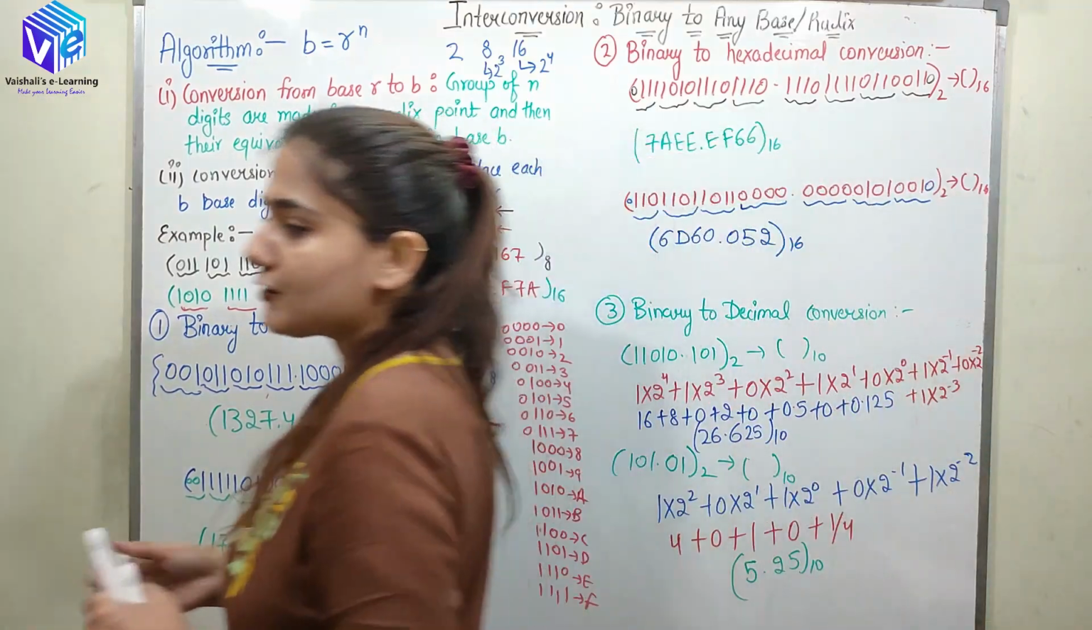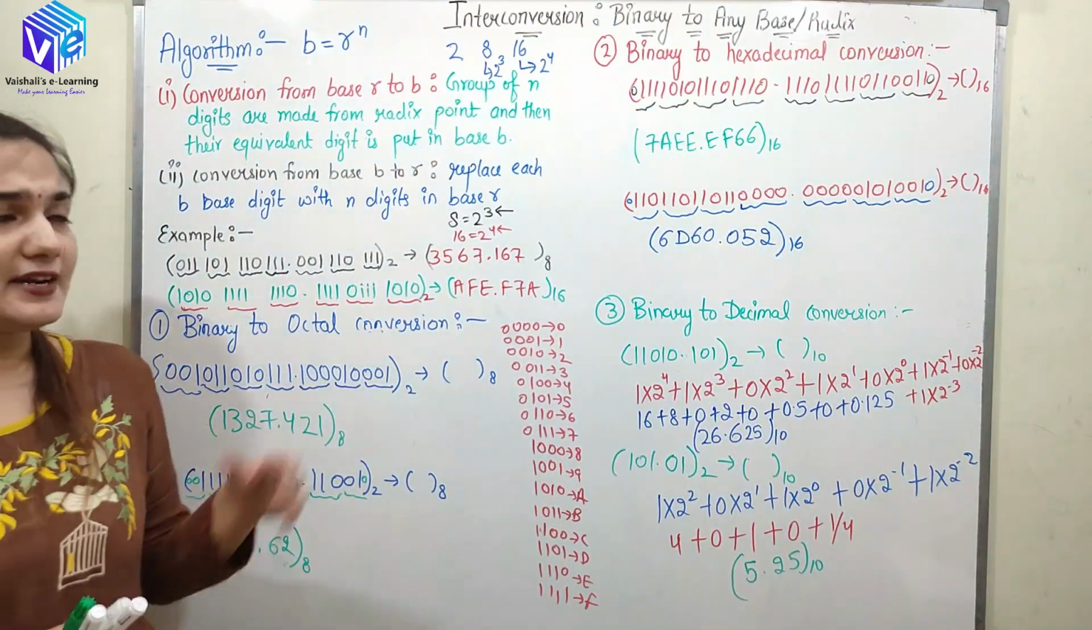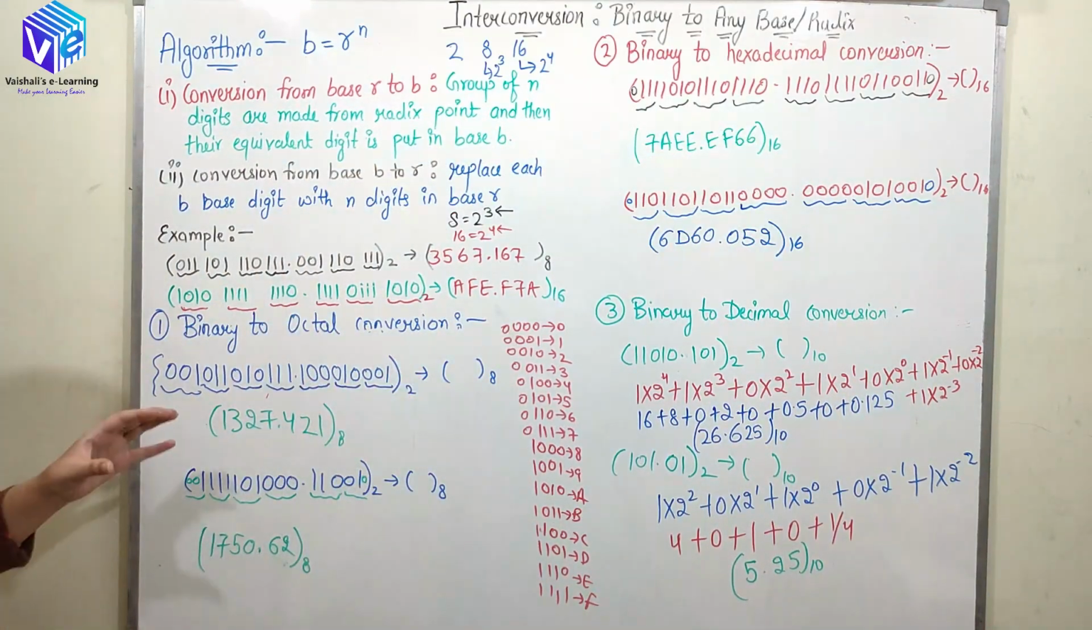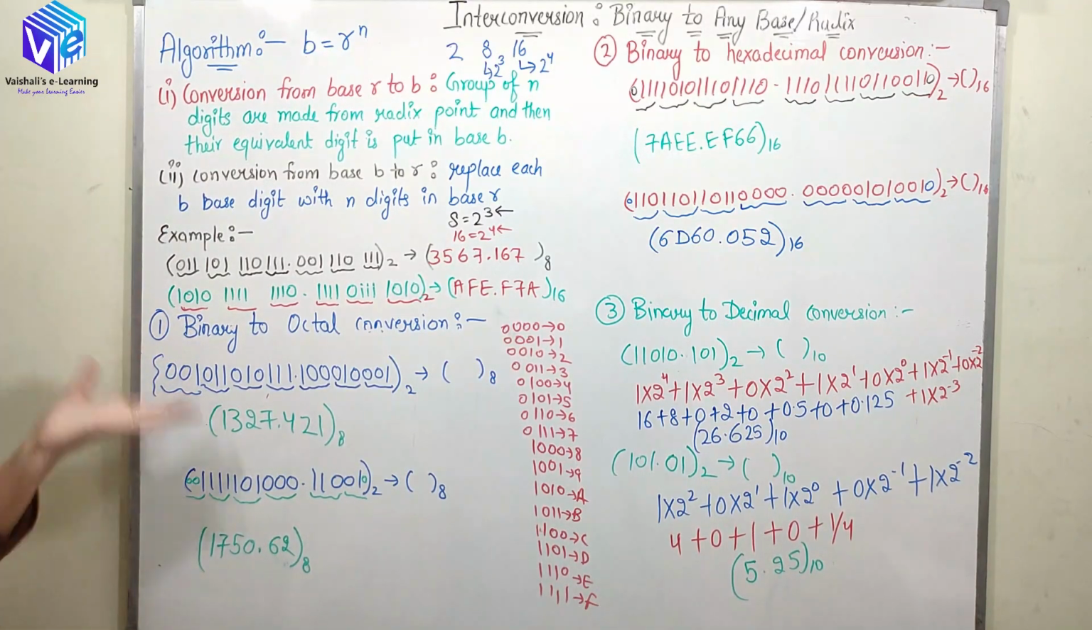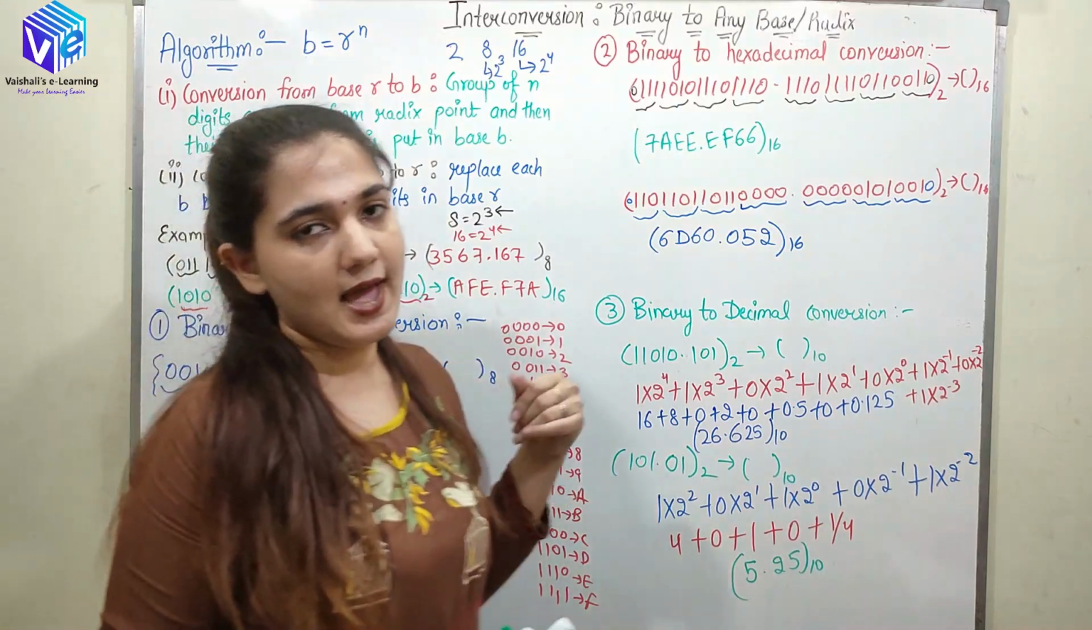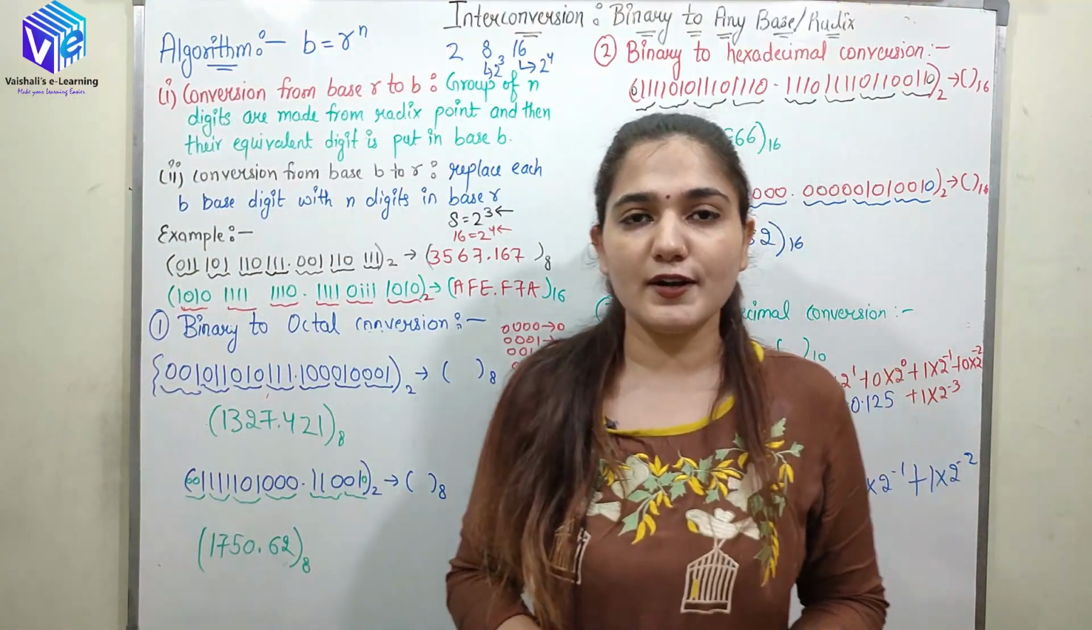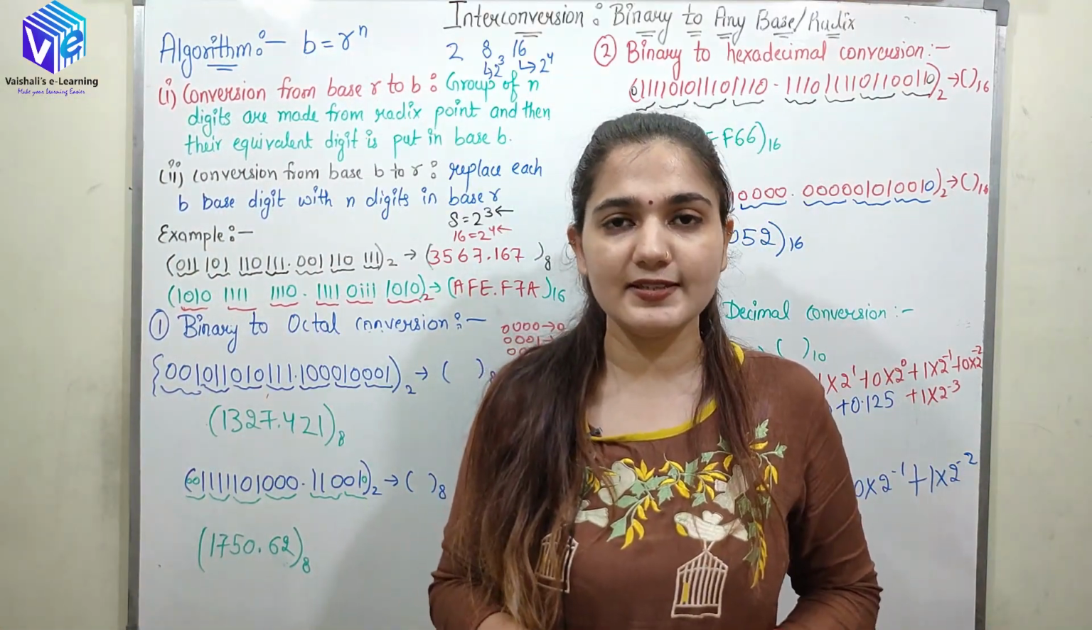I hope you understood the basic conversion. The binary to decimal conversion was very basic, and you have also understood the algorithm by which we can convert binary to octal and hexadecimal. I hope you understood each and everything that I have discussed in this video.